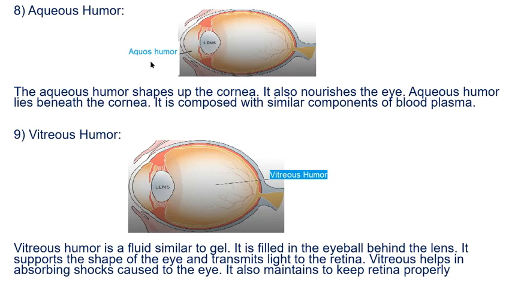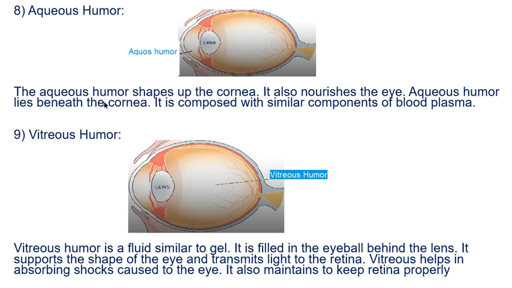Now in the diagram you can see this is the cornea, this is the aqueous humor, this is the lens. Behind the cornea and before the lenses, aqueous humor is filled. The aqueous humor shapes up the cornea. This is a liquid which is filled inside, and why is it filled here? To maintain the shape of the cornea. It also nourishes the eye. The work of this aqueous humor is to provide nourishment to the eye and keep up the shape of the cornea.